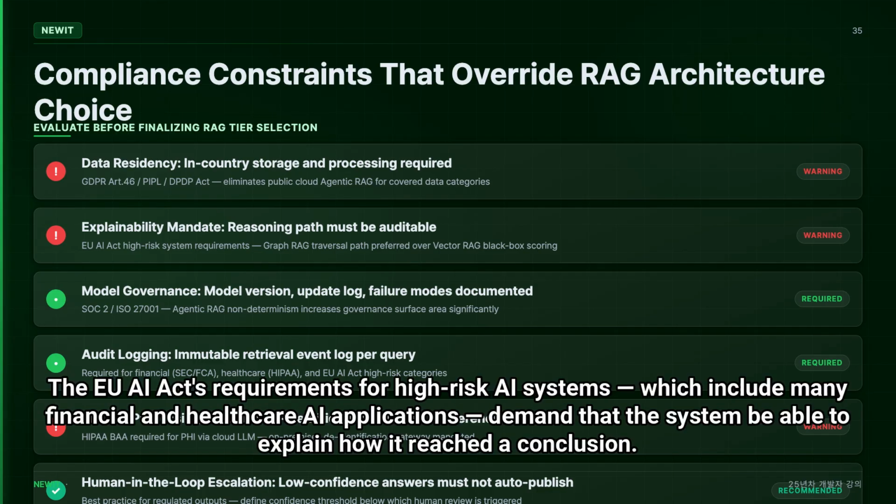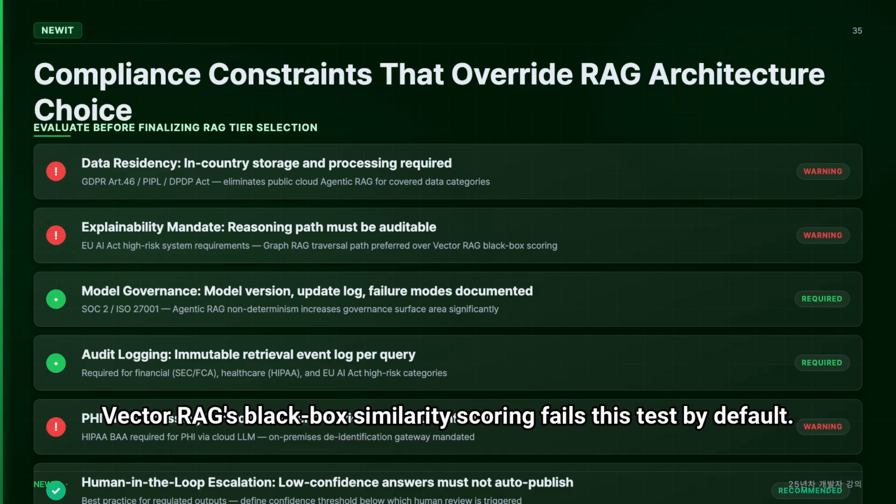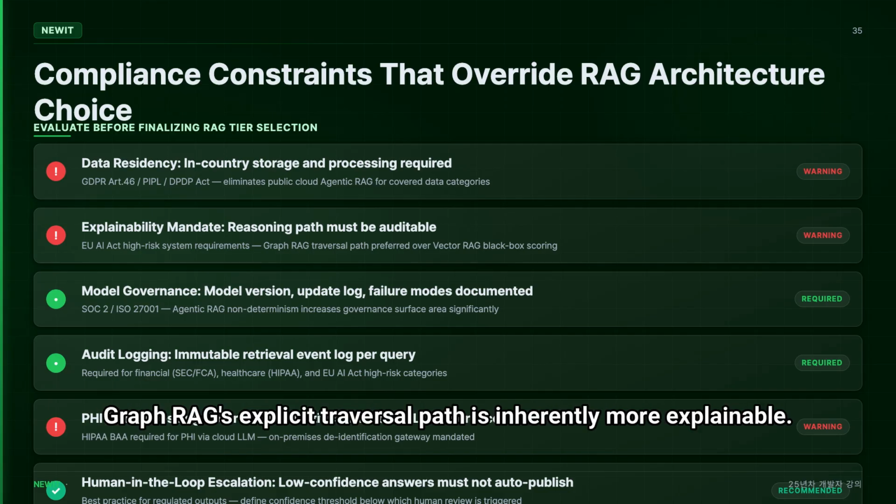Second, explainability mandates. The EU AI Act's requirements for high-risk AI systems, which include many financial and healthcare AI applications, demand that the system be able to explain how it reached a conclusion. Vector RAG's black box similarity scoring fails this test by default. Graph RAG's explicit traversal path is inherently more explainable.